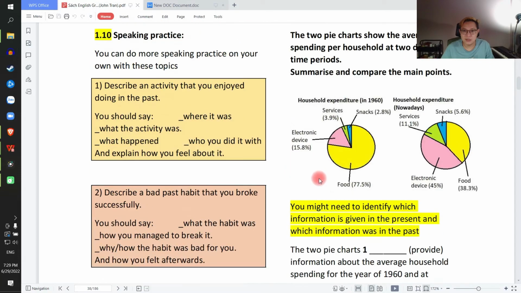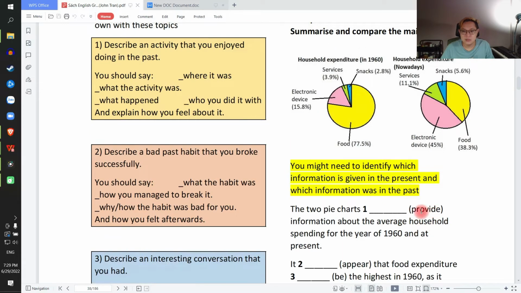Okay, so the two pie charts. Number one, it's provide without anything. Số 1 là provide, không có gì hết. Không có S, không có D, không có ED gì đó. There's no past tense, no S, whatever. Because two pie charts are plural already. So provide without S. Hai cái biểu đồ bánh là số nhiều rồi, cho nên là provide không có S.